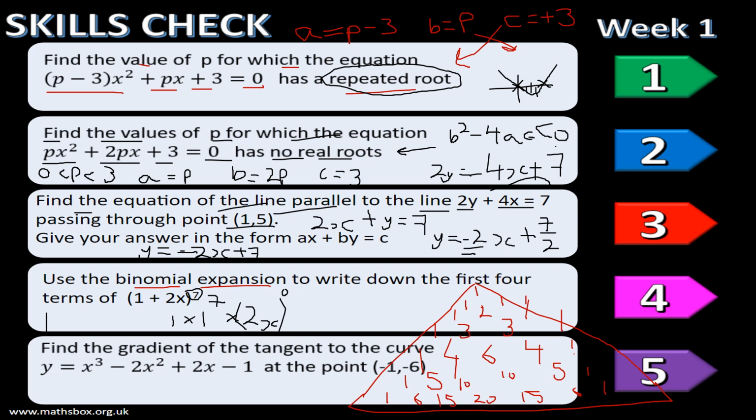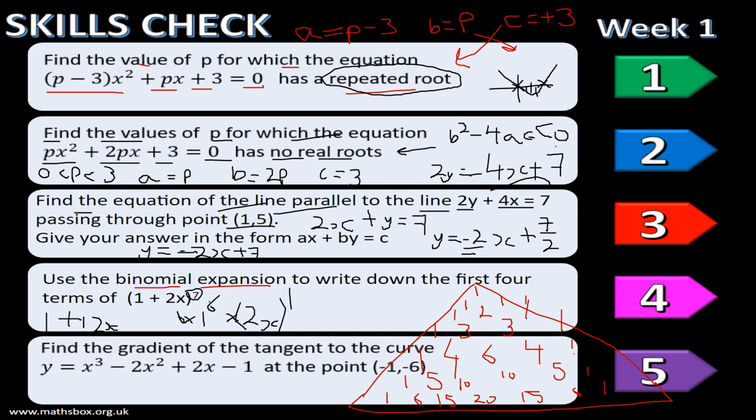Next one. I'm going to increase the power of this by 1 and knock 1 off this power. The next coefficient is going to be 6. So I'm going to have 6 lots of 1 to the 6 and then 2x to the power of 1. 1 to the 6 is 1, times 6 makes 6, times 2x. So I'm going to have plus 12x. That's now my second term.